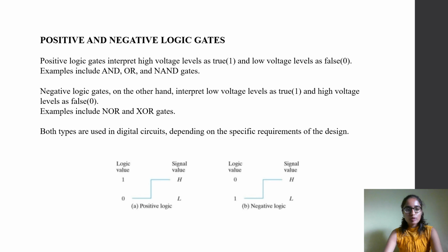Let us see what is positive and negative logic gates. Positive logic gates interpret high voltage levels as true and low voltage levels as false. Examples include AND, OR, and NAND gates. Negative logic gates, on the other hand, interpret low voltage levels as true and high voltage levels as false. Examples include NOR and XOR gates. Both types are used in digital circuits depending on the specific requirements of the design.